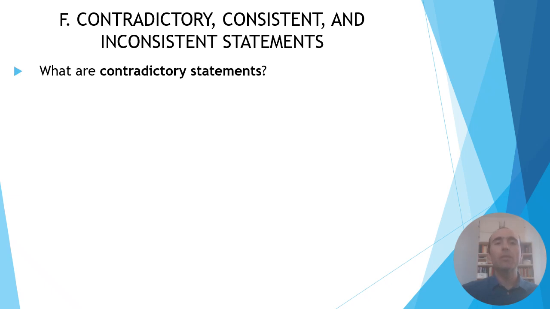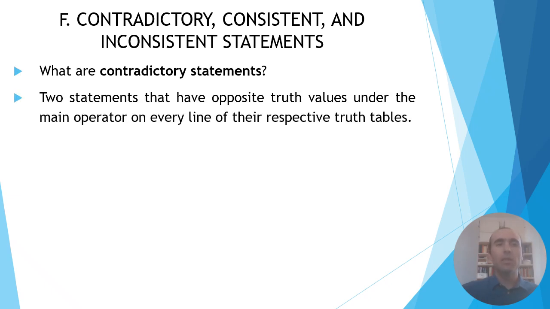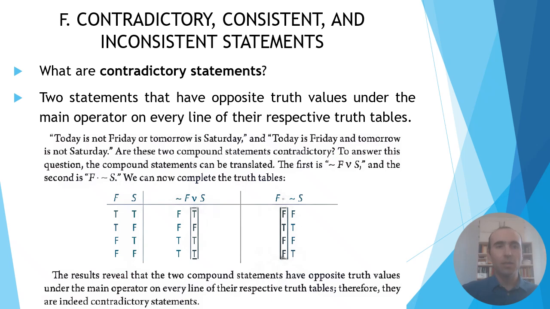Now, what are contradictory statements? They are two statements that have opposite truth values under the main operator on every line of their respective truth tables. Let's look at an example.